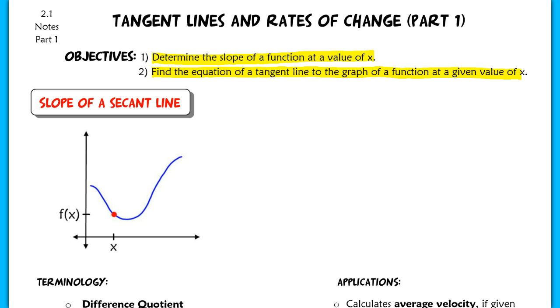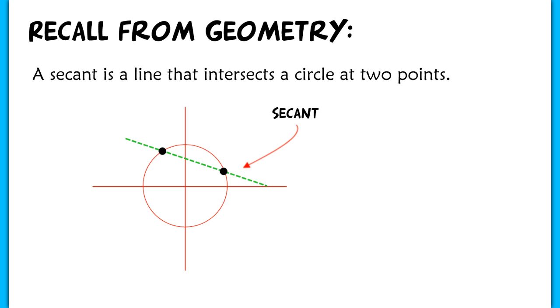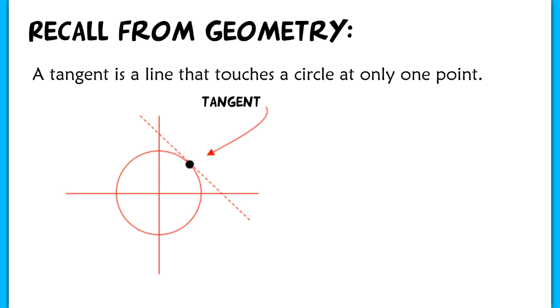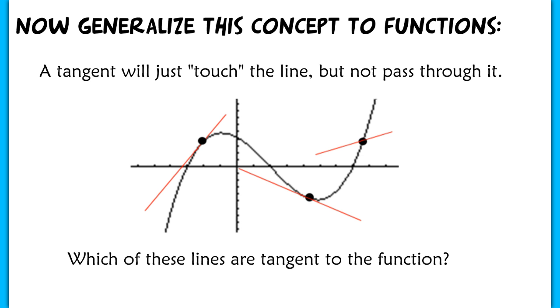Now, before we begin, I want to make sure we go over some vocabulary from geometry. If you'll recall, a secant is a line that will intersect a circle at 2 points, while a tangent is a line that touches a circle only at 1 point. Now, if we generalize this concept to functions, a tangent is a line that will touch your function but not pass through it.